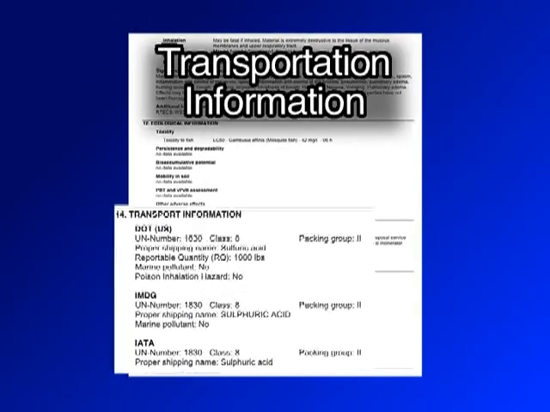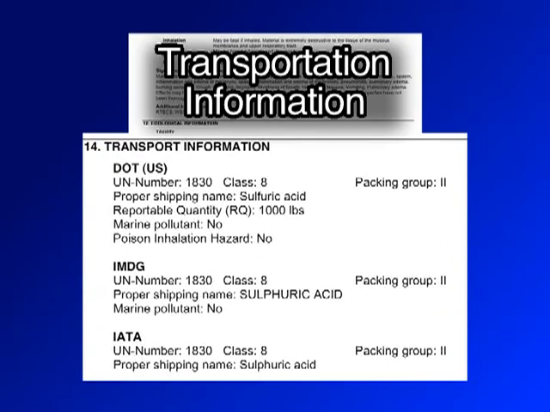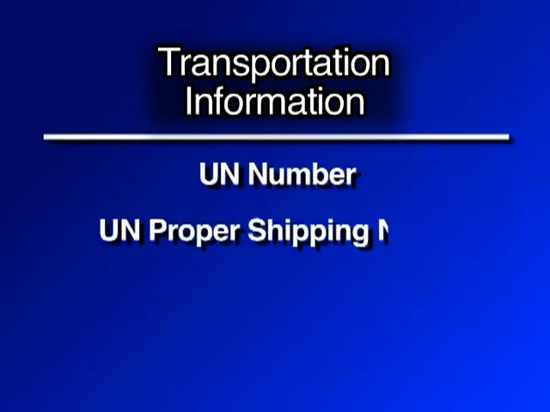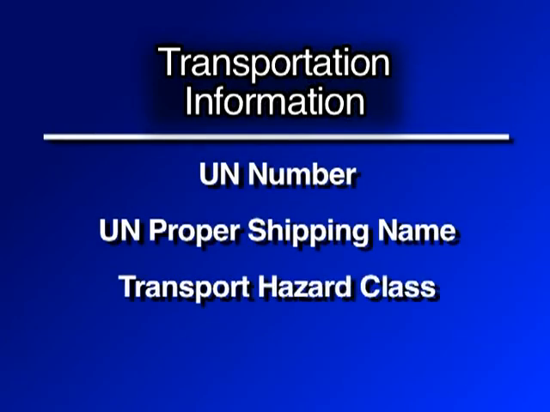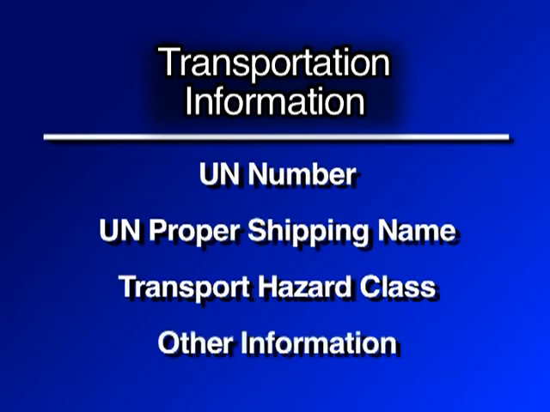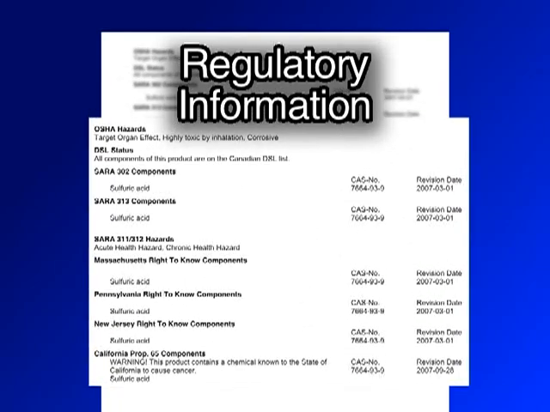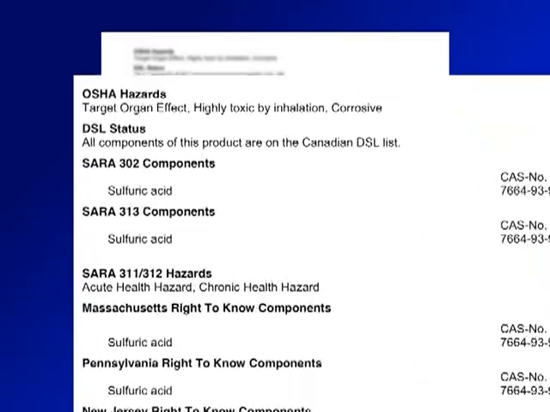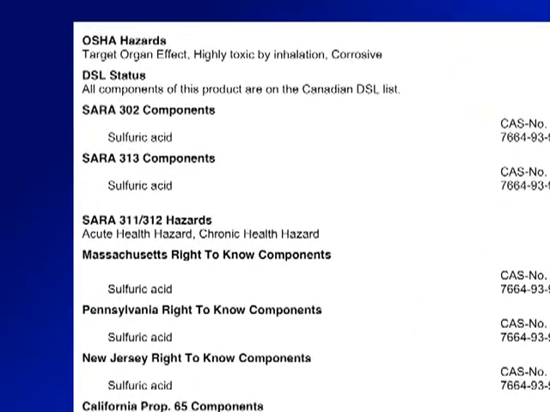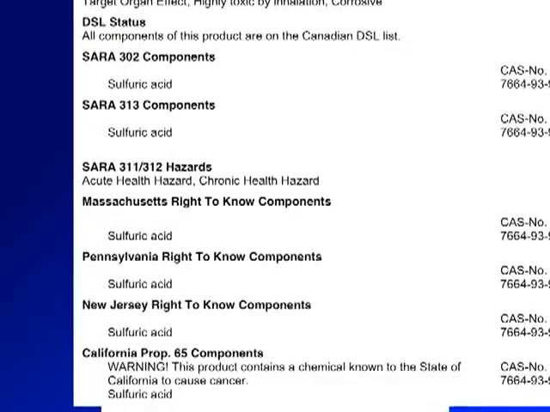Section 14. Transportation information. Another non-mandatory section includes such information as the UN number, UN proper shipping name, transport hazard class, and other information. Section 15. Regulatory information. The final non-mandatory section provides information on safety, health, and environmental regulations specific for the product in question.